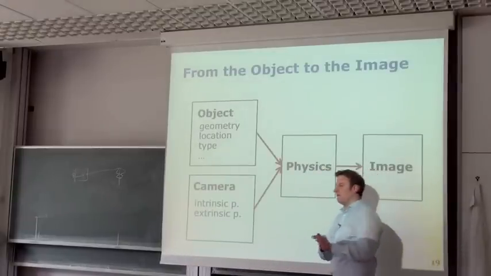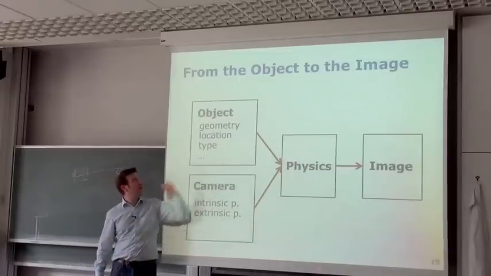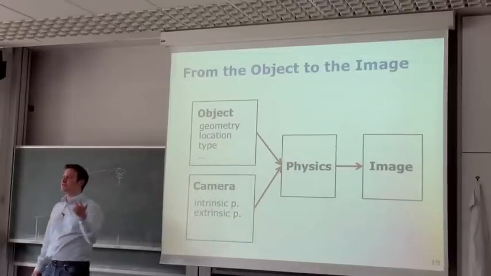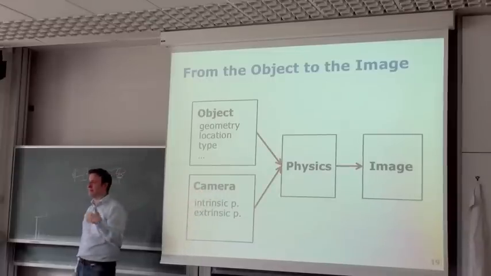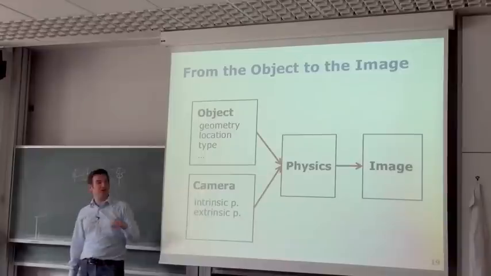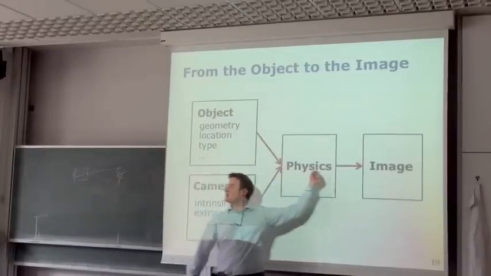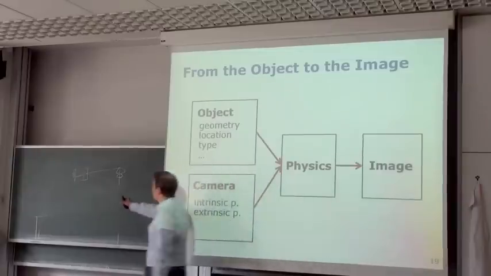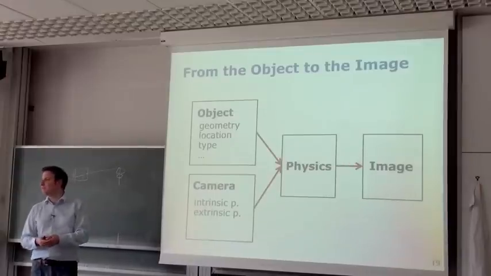Okay, if we now look to the physics process of getting images, what we have is typically we have a scene with objects, geometries, types, and we have a camera, and we may know some parameters of that camera, like the focal length, and we know where this camera is, the extrinsic parameters. And putting those two things together, physics actually generates an image for us. There's actually this process over here. So this is the process of taking the measurements.